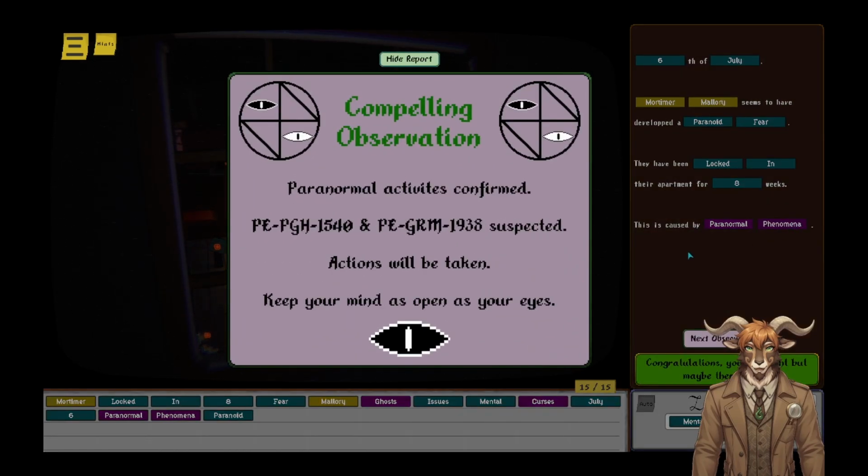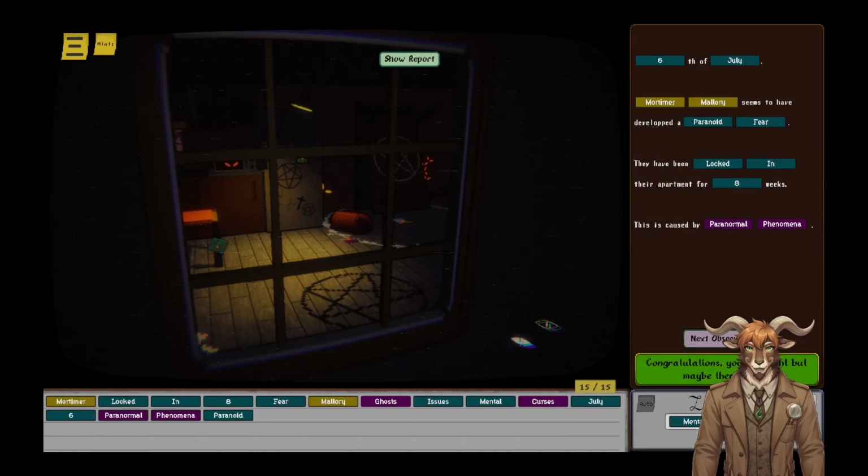Paranormal activities confirmed. PEGH1540 and PEGRM1938. Suspected actions will be taken. Keep your mind as open as your eyes. Spooky.